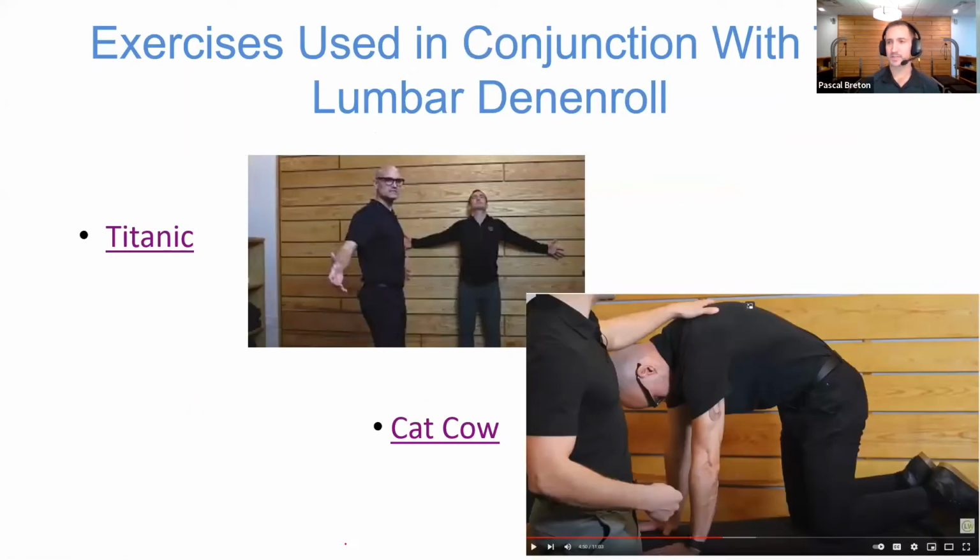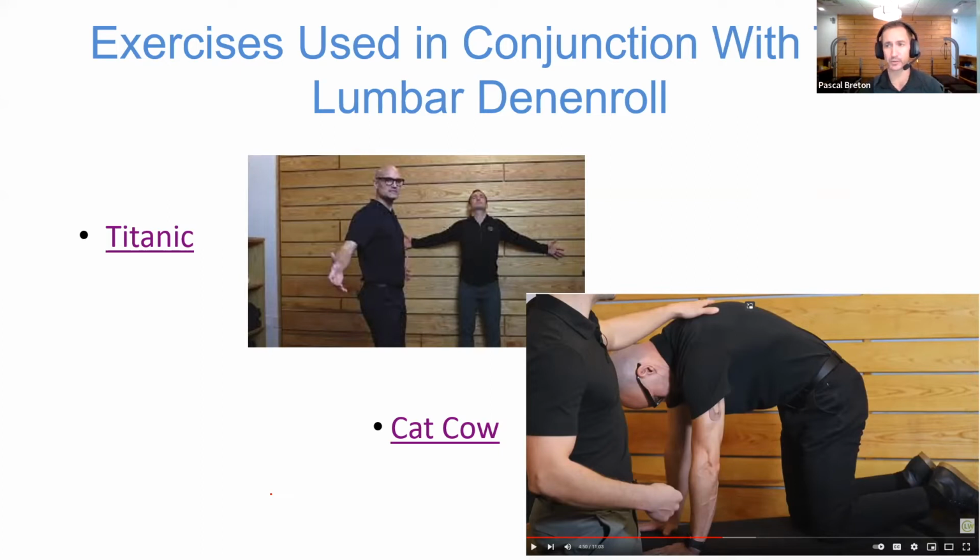Okay, exercises to be used in conjunction with the lumbar Denneroll. There are 2 exercises that I give almost every single patient to do with the lumbar Denneroll. Okay, there are plenty you can give them. You can add all kinds of functional lumbar exercises, prone thoracic extensions, all kinds. My favorite 2 are the Titanic, because it's a great corrective exercise that mimics what the patient is doing on the lumbar Denneroll. And the other one is the cat-cow.